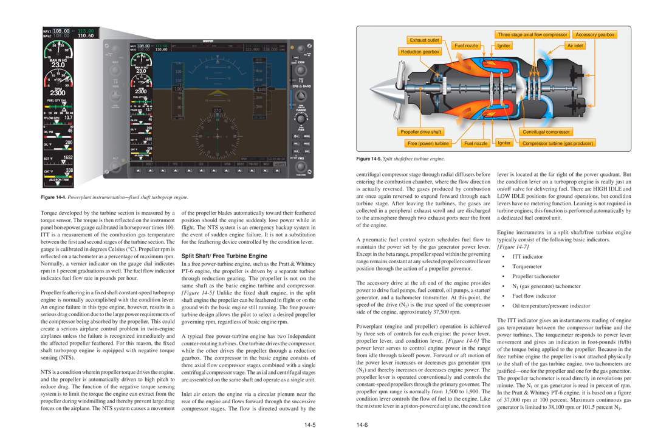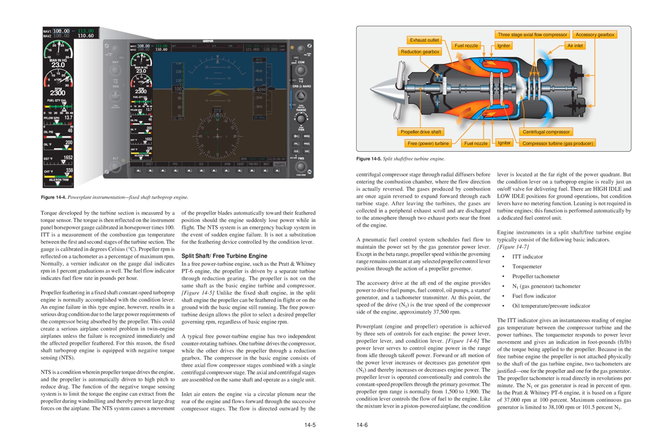ITT is a measurement of the combustion gas temperature between the first and second stages of the turbine section. The gauge is calibrated in degrees Celsius. Propeller RPM is reflected on a tachometer as a percentage of maximum RPM. Normally, a vernier indicator on the gauge dial indicates RPM in 1% graduations as well. The fuel flow indicator indicates fuel flow rate in pounds per hour.